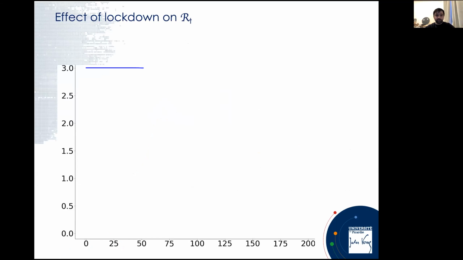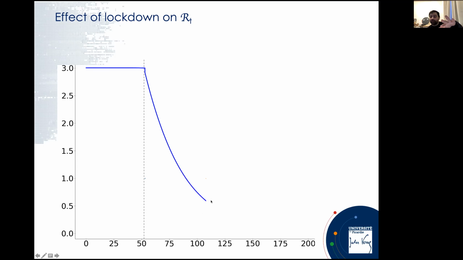R0 was only for time 0, so you can compute the R for each time. This is what we call the effective reproduction number. Before the lockdown, we have something a little bit bigger than 3. After the lockdown, you have this exponential decay. I didn't put the real data, but it's very similar. At the end of the lockdown, we were smaller than 1.